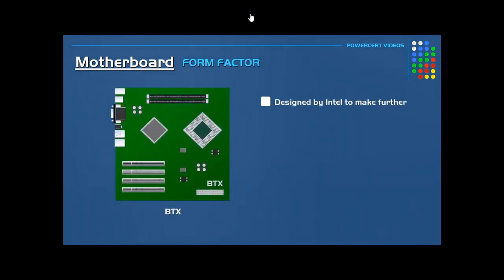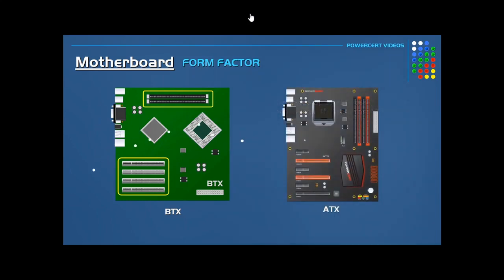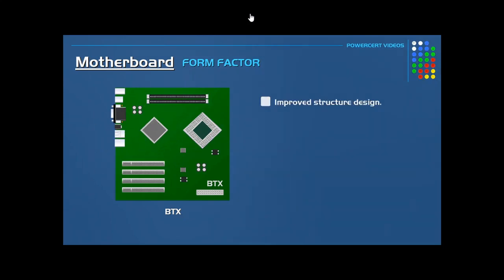The BTX was designed by Intel to make further improvements from the ATX form factor, such as an improved board design which creates a more inline airflow which improves cooling. So for example, notice how the memory and bus slots are horizontal, flowing with the direction of the airflow instead of inhibiting it compared to the ATX form factor. And another improvement is the structure design, which is flexible enough to work on both smaller and larger tower cases. However, even though the BTX was supposed to succeed the ATX, it never did.